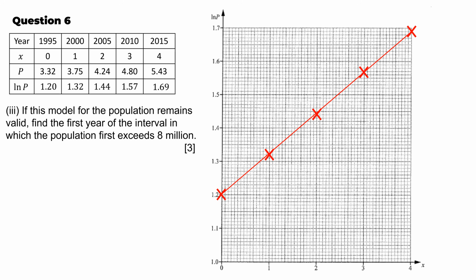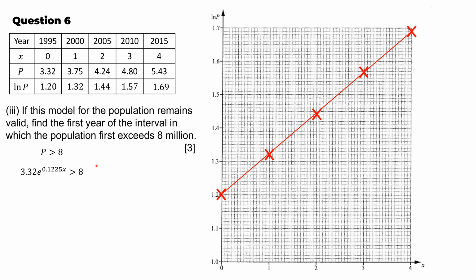Alright, part 3. If this model for the population remains valid, find the first year of the interval in which the population first exceeds 8 million. 3 marks. Right, so the first thing we need to do is convert the description into an inequality. P is the population in millions, and it must exceed 8 million, so it's greater than 8. We know that P is 3.32 e to the power of 0.1225x, greater than 8. Then we solve this inequality.